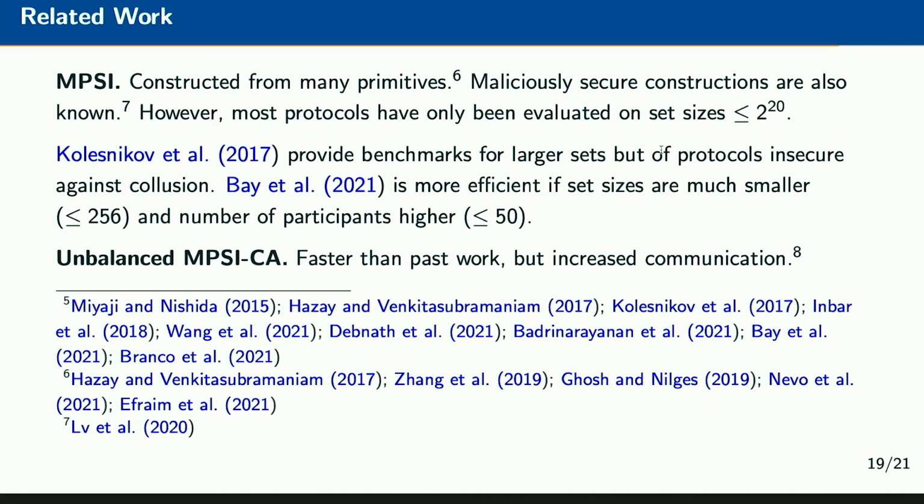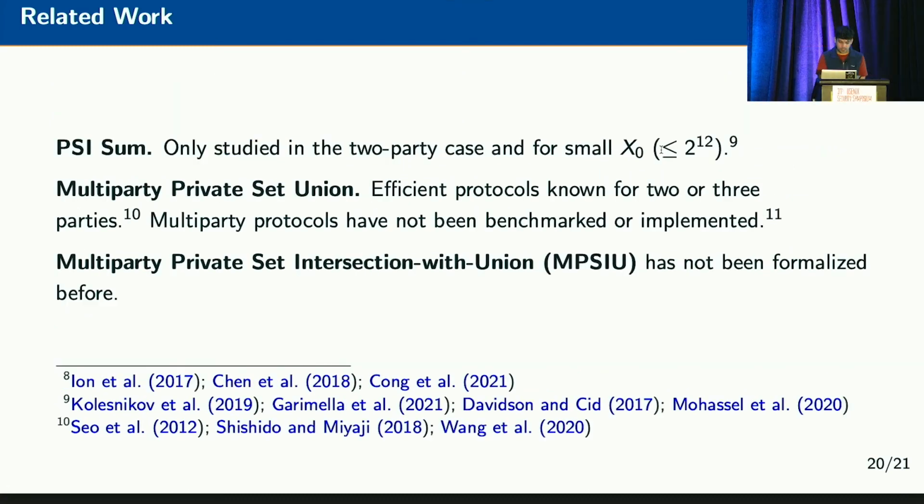MPSI protocols have been constructed from a variety of primitives. Of these, only Kolesnikov provide benchmarks for large input sets, but their protocols are not secure against collusion. When sets are unbalanced, in that the delegate has a much smaller set, our protocols are faster than past work, but increase communication. MPSIU-Sum has not been studied extensively in the multi-party case for large input sets. To the best of our knowledge, intersection with union in general has not been formalized before for the multi-party case.